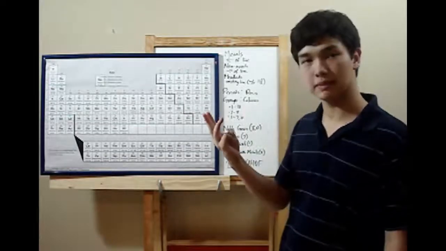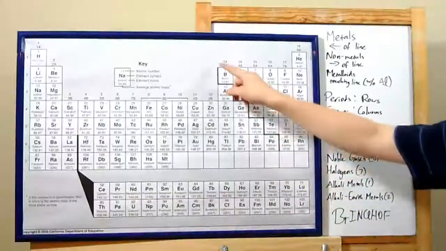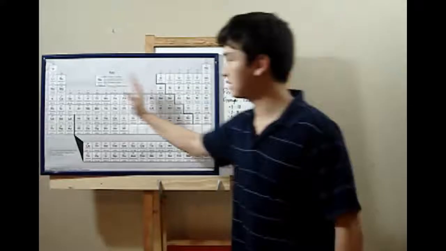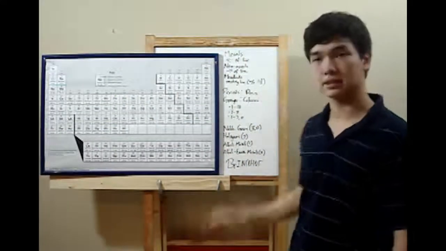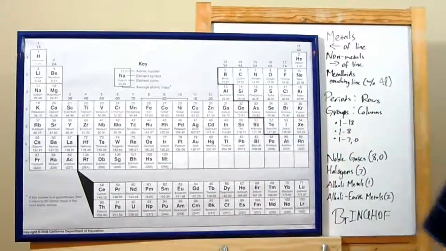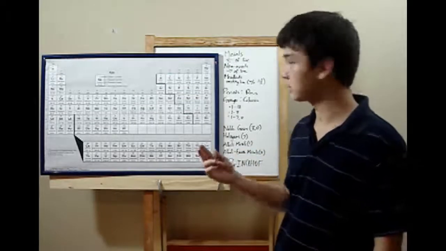First off, there are three main types of elements on the table: metals, nonmetals, and metalloids. You can tell where they are by locating this black line. Metals are on this side of the line, and nonmetals are on this one. Metalloids are all the elements that are touching the line, with the exception of aluminum. That's a metal.